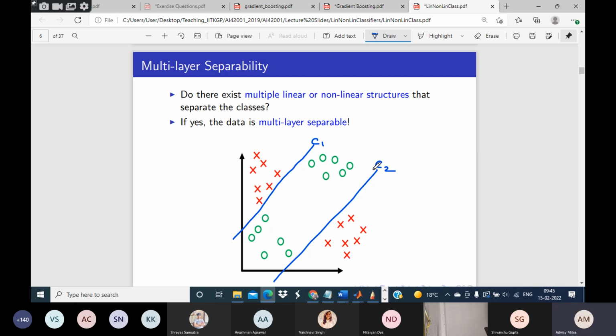So the points which lie in the positive half space of C1 but in the negative half space of C2 are to be considered as green circles, while the points which lie in the negative half space of C1 or the positive half space of C2 are to be classified as red crosses. So one line alone is not enough to separate this data set, but the two lines taken together can be used to separate them.